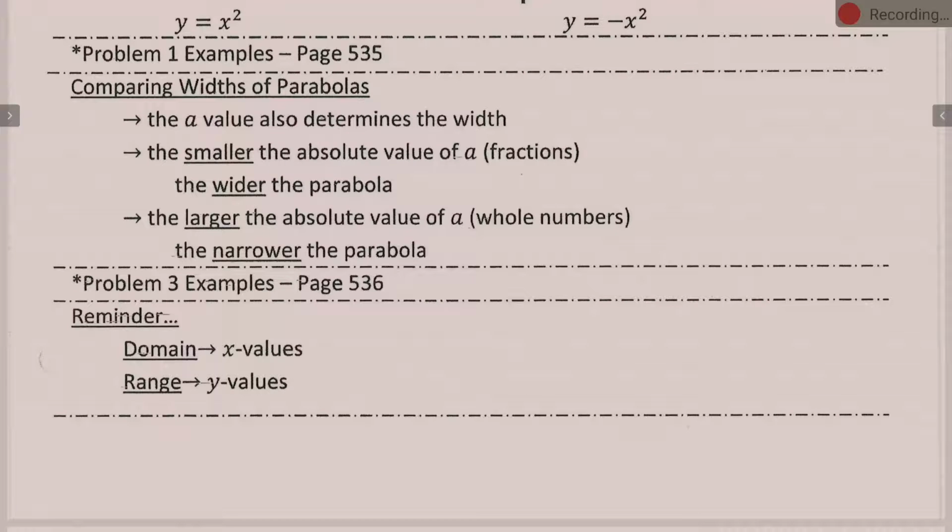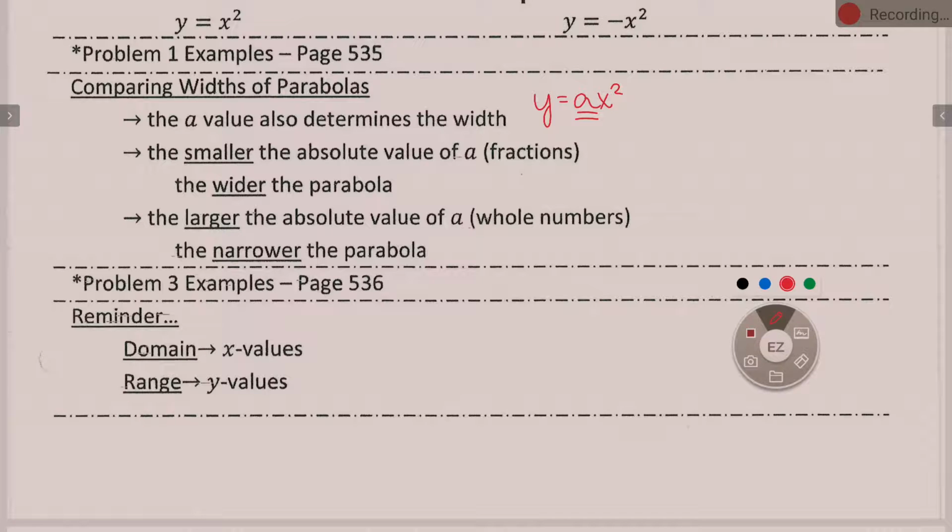And the a value. So when we talk about y equals ax squared, the a value determines the width. Basically, the bigger a is as a number, it's going to get taller, which makes it skinnier. That a value really determines more of a stretch versus a shrink.